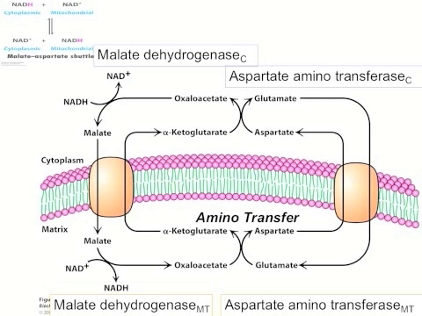And just to make it a little more clear, let's look at the amino transfer that's happening in the matrix. We'll start off with oxaloacetate. It is going to pick up an amino group from glutamate to yield aspartate. So oxaloacetate plus an amino group yields aspartate. Glutamate minus an amino group is going to yield alpha-ketoglutarate. And you can see the crossing of the arrows to represent where glutamate is going and where oxaloacetate is going.